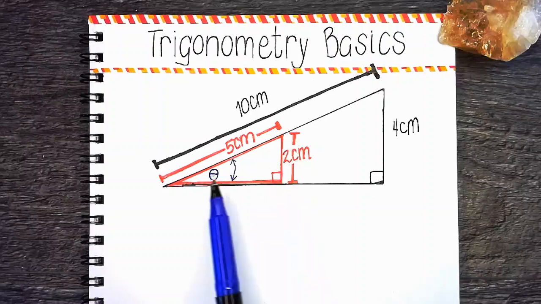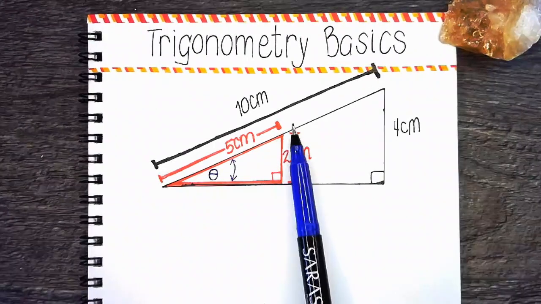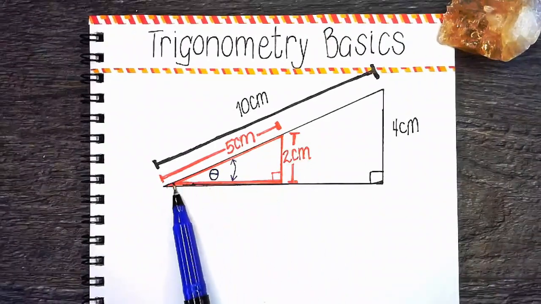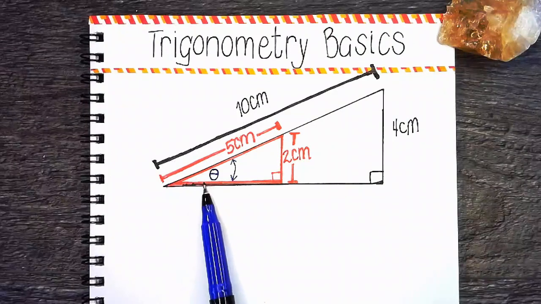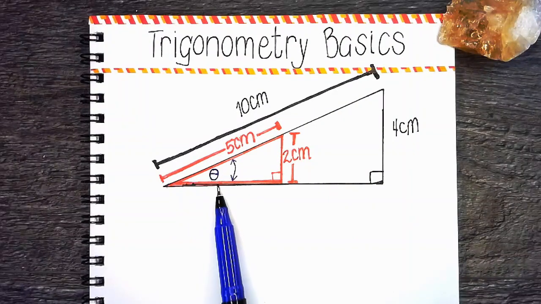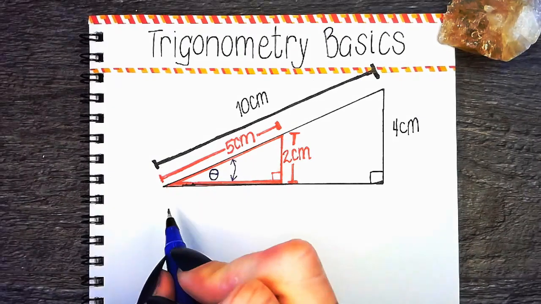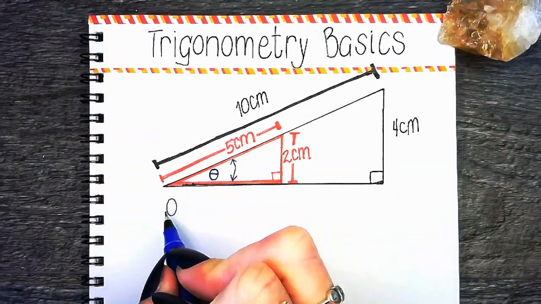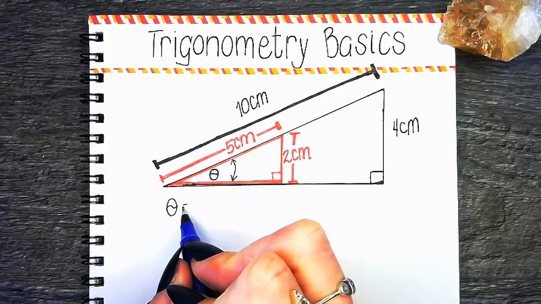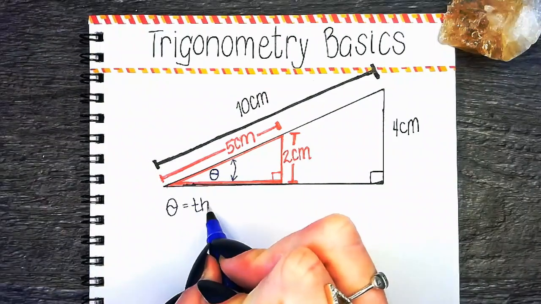And within it, I also drew a smaller triangle. They share this same angle here. The angle I labeled in blue is theta. That is the Greek letter theta. Theta is spelled T-H-E-T-A.